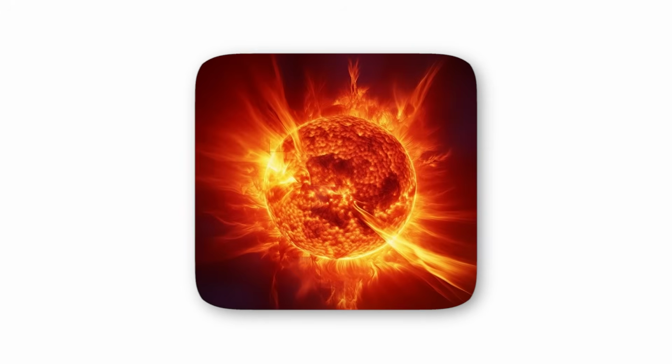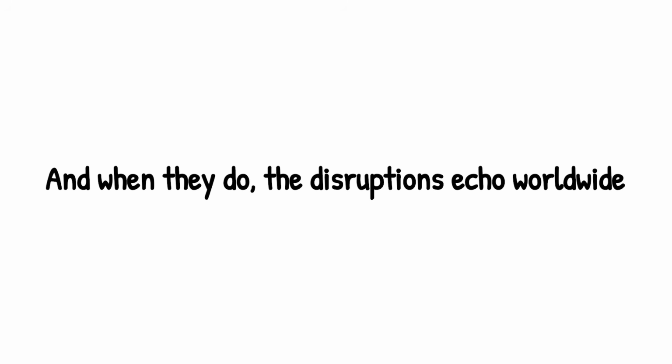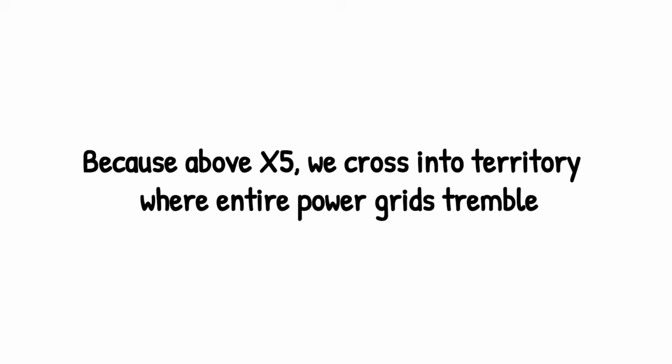X-class flares in this range are rare, but not mythical. They happen every solar cycle, and when they do, the disruptions echo worldwide. But as destructive as they are, this is still just the beginning of what the sun is capable of. Because above X5, we cross into territory where entire power grids tremble, and society itself feels the strain.